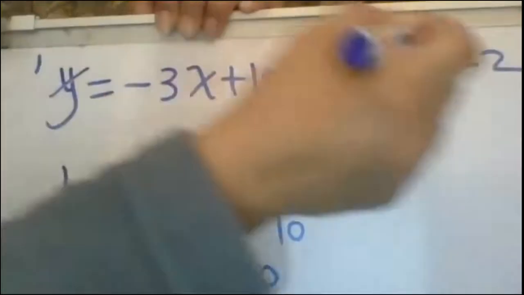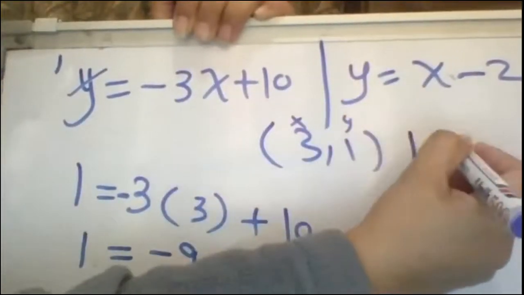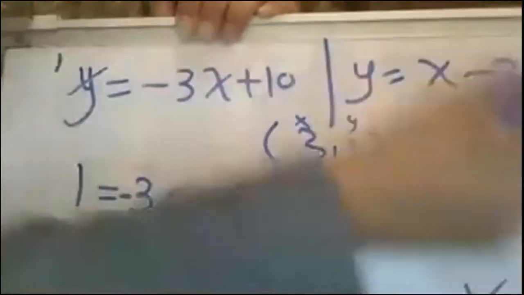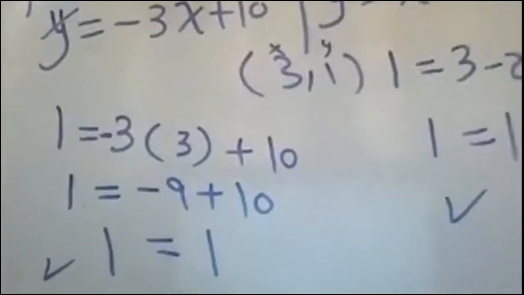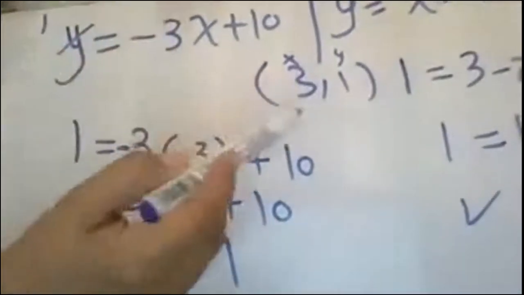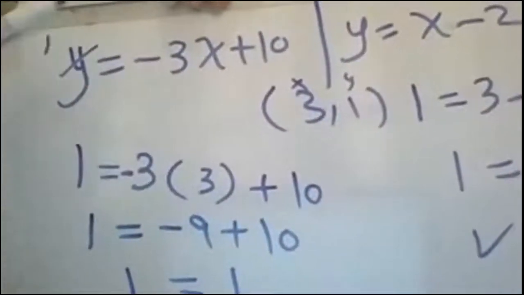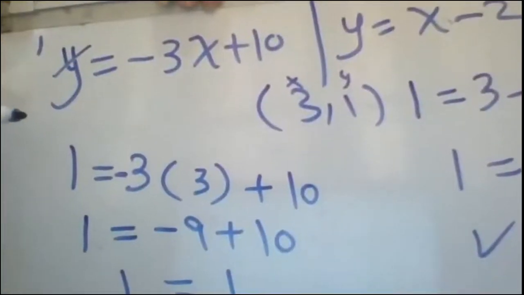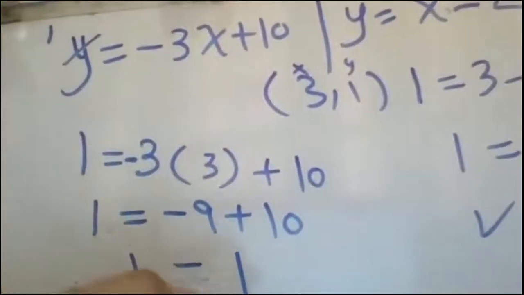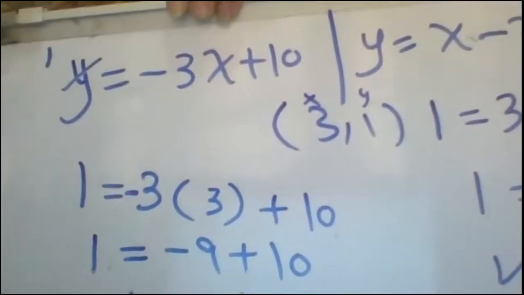Okay, let's move to the second equation. This is x and this is y. So 1 equals 3 minus 2. Then 1 equals 1. So yes, it is a solution of this equation, right? Sometimes he will give you the ordered pair and he will ask if this one is a solution or not. Then, if the two sides are not equal, we will say it's not a solution. Okay, understood?